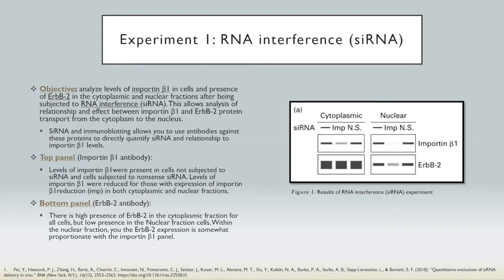The bottom panel is the ErbB-2 antibody. It allows you to see that there is a high presence of ErbB-2 in the cytoplasmic fraction of all cells, but low presence in the nuclear fraction of cells. Within the nuclear fraction, you can see that the ErbB-2 expression is somewhat proportionate with the importin B1 panel, as the least presence of ErbB-2 was also noticed within the cell that has a reduced expression of importin B1.